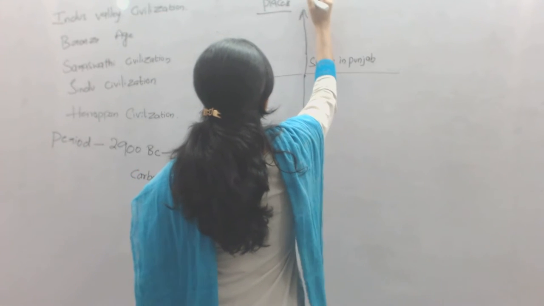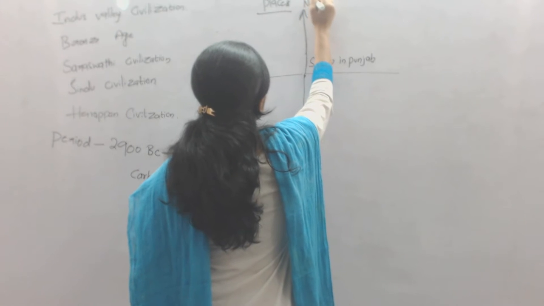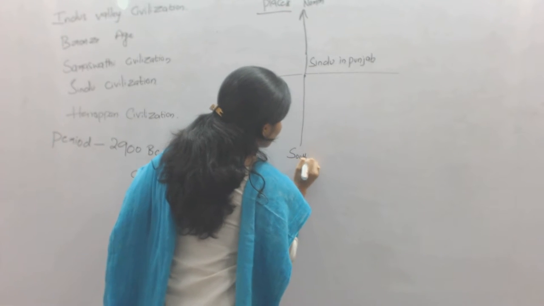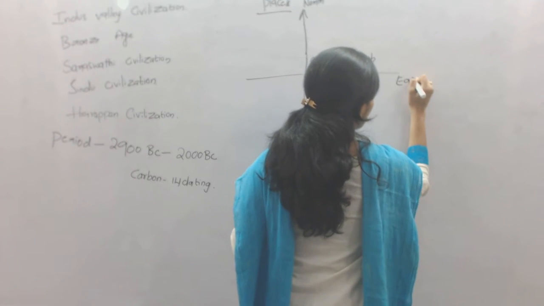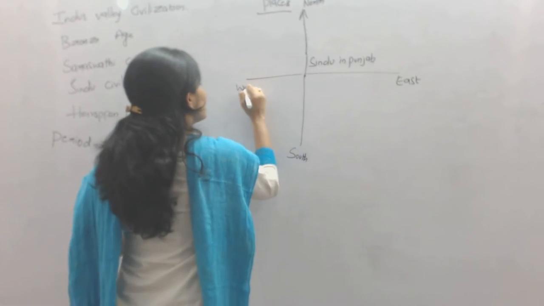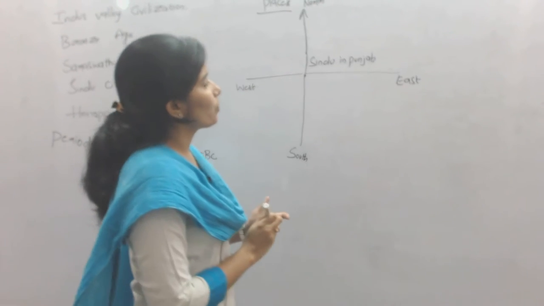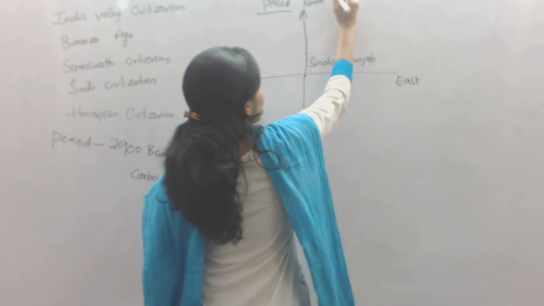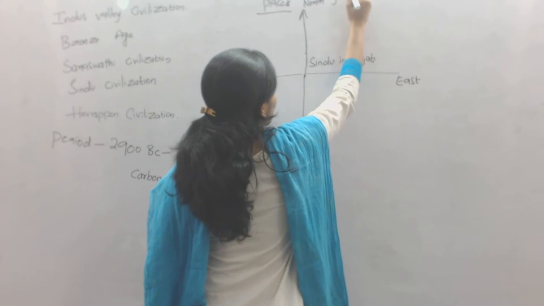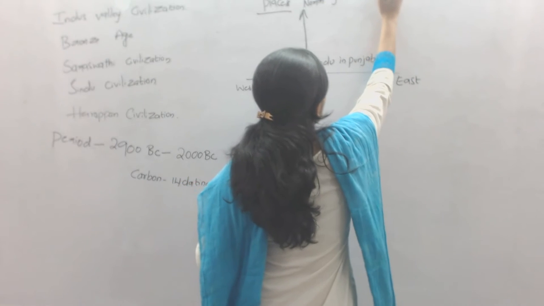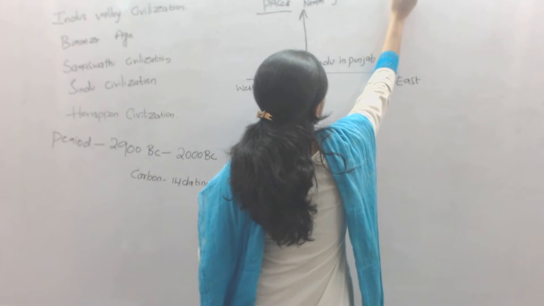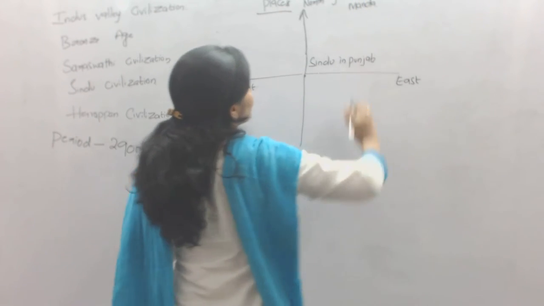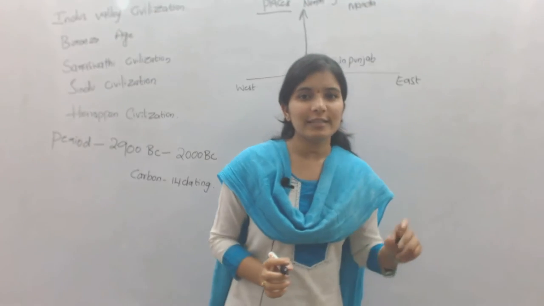In north, south, east and west. What are the places in north? The places are Jammu and Kashmir, the place called Manda, and in east it extended to Uttar Pradesh.